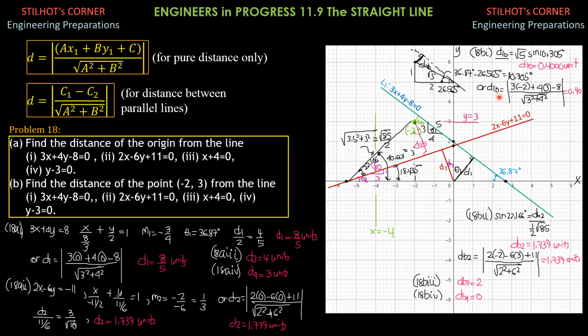The other way is using the formula here: 3 times x, the origin, plus 4 times 0 minus 8, so negative 8, so 8 absolute value over square root of 5. Sorry, 3 times negative 2, the point is negative 2 comma 3, plus 4 times 3 minus 8 over square root of 3 squared plus 4 squared. So negative 6 plus 12 is 6, minus 8, negative 2. Absolute value of negative 2 is 2, 2 over 5 is 2/5 or 0.4, so that verifies the answer.